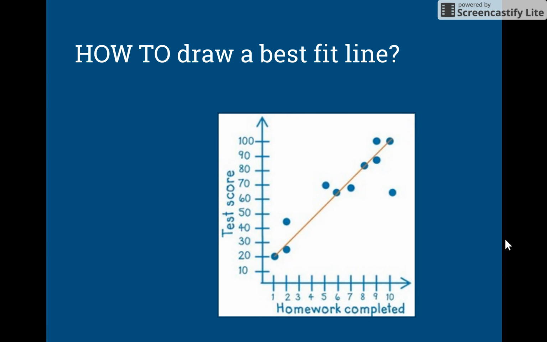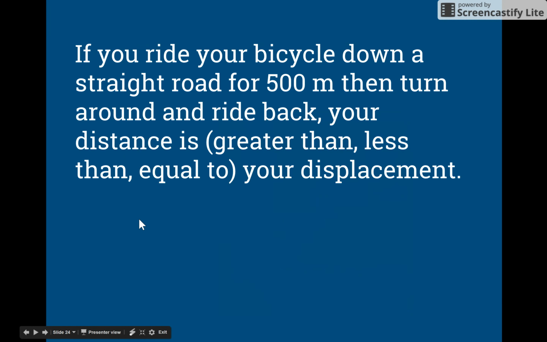How to draw a best fit line? Look at this line. It's a great best fit line. It goes through the middle of the data. It is a nice straight line. They're not always straight. You have to use the data. But in this case, this is a straight line, and you have about the same number of points above and below the line. Think of it as a visual average.